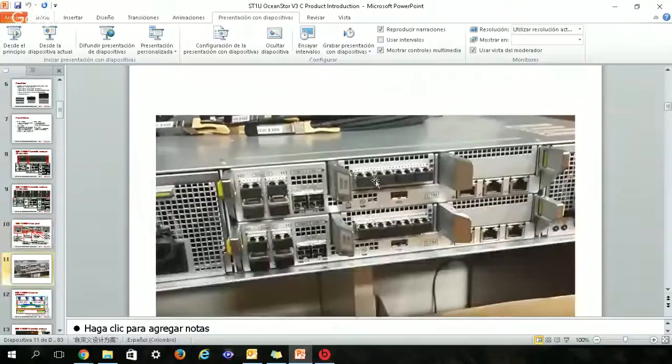This is interface module 1 and 2, and this is controller 1 and controller 2. Okay, and these are the parts where I connect the expansion or cascade devices. If I want to connect more resources, I will just use this one.